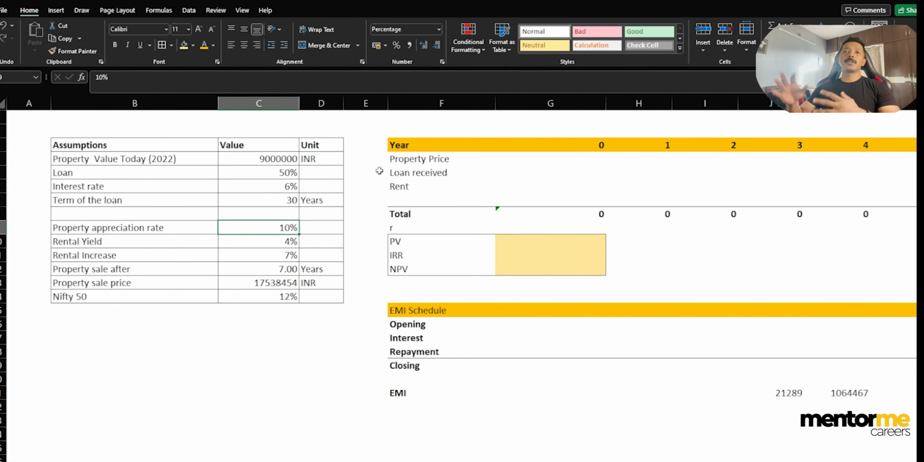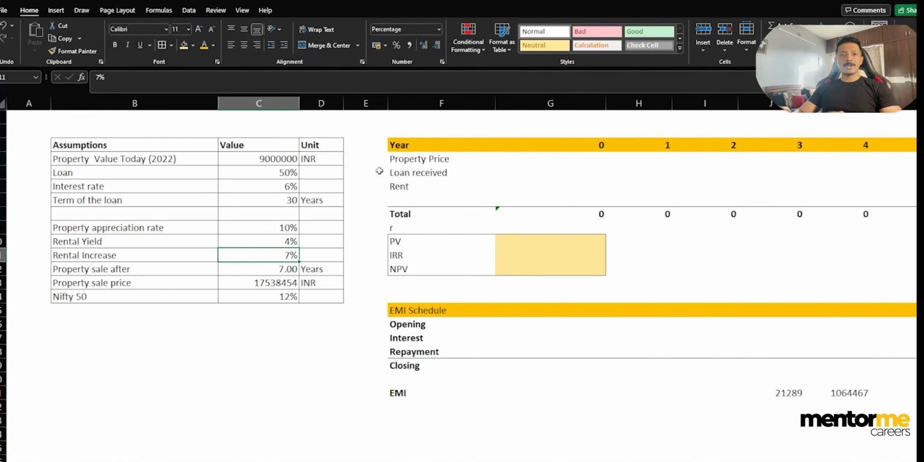The property appreciation rate, I've zoomed it to about 10%, just for the purpose of calculations. The rental yield basically means, at any given year, how much rent can we probably fetch compared to the property price. So if the rental yield is 4% in this case, all that means is if you multiply 90 lakh with 4%, then 3,60,000 is what you get as the annual rent, which is how generally the rents are between 2 to 4% of the property in every city.